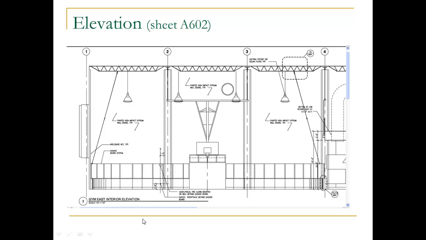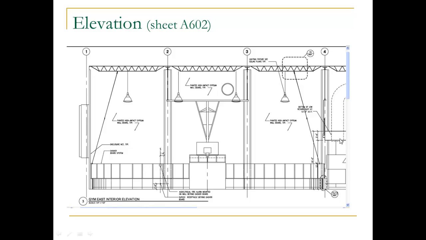Here we have an elevation 3 inside the gymnasium, and this is on the end of the building that has the roller hockey rink built into it with the doors. So this would be on the north end of the building. We can see the lights hanging, the basketball hoops, the bracing. Up here it says light fixture size, ceiling plans typical. It means you've got to go look at the ceiling plans. Painted high impact gypsum wallboard typical. Bottom of low return duct at 13 feet above finished floor, which is right here.